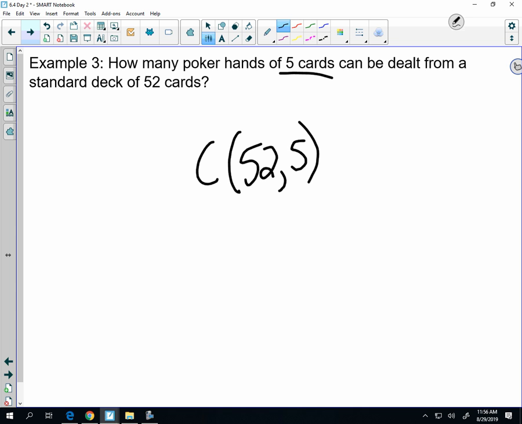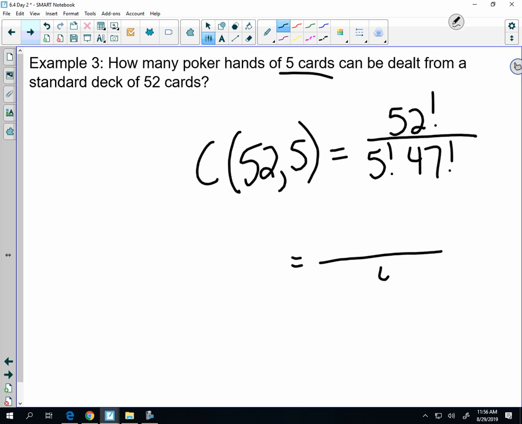Oh wait, if you were going to write it all the way out, let's think about how we could write it out and show our work without writing from 52 down to 1. So 52 factorial over 5 factorial, and then 52 minus 5 would be what? 47 factorial. So think about this. On the bottom, 47 factorial is going to cross out with all the 47 down to 1. So I'm really just going to have 52 times 51 times 50 times 49 times 48.